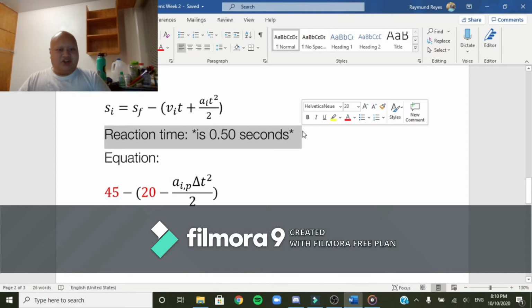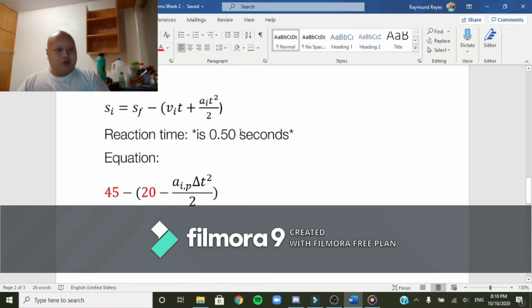I forgot to tell you guys that the reaction time is half a second, or 0.50 seconds with two significant digits. And we have to find a new initial position for the car because we need to find when the car starts to accelerate. As you can see, this is the equation we use. It originated from the final position equals the initial position plus the initial velocity times time plus the quantity of half the acceleration times time squared.